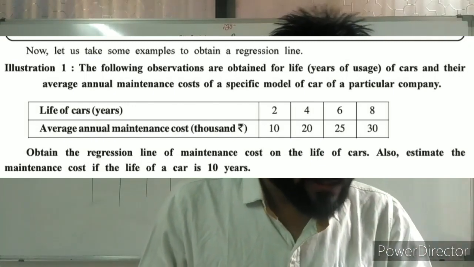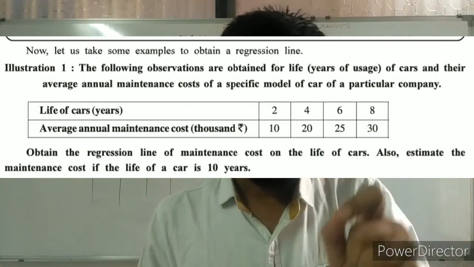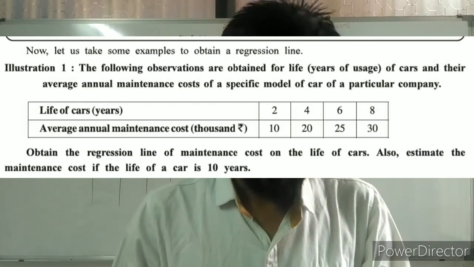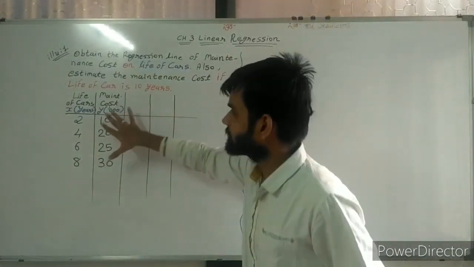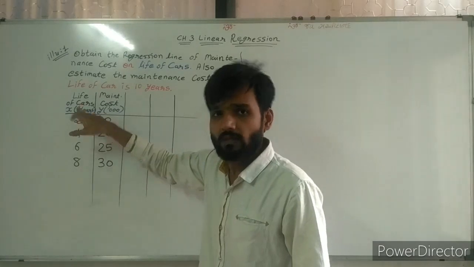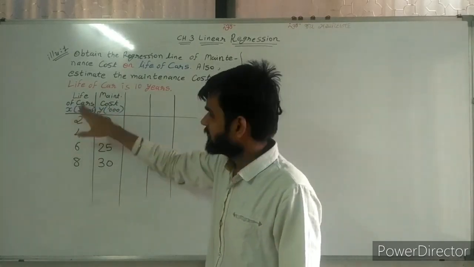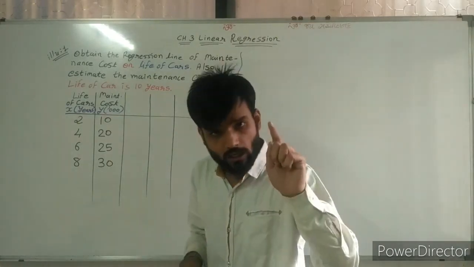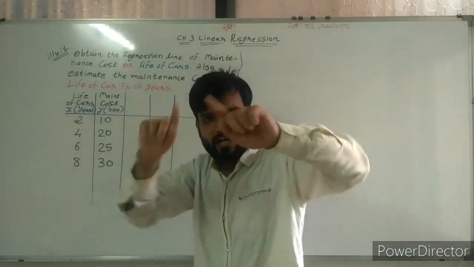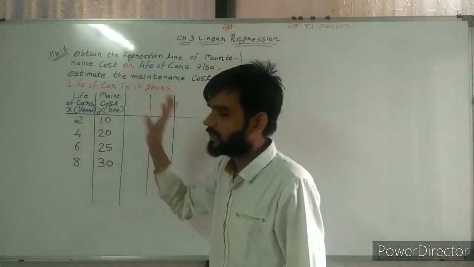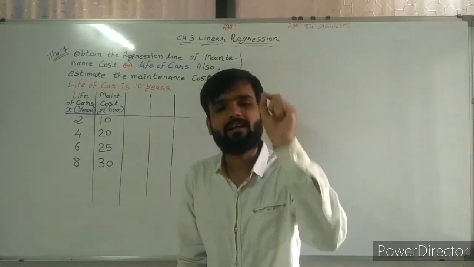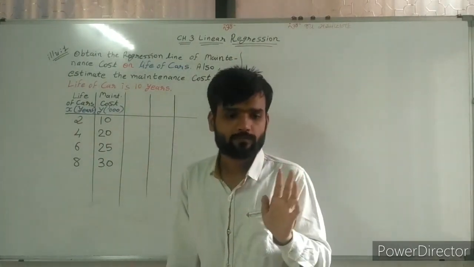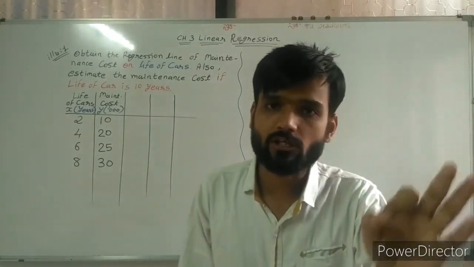After the data is given, life of car, in bracket, is written years. Second is given average annual maintenance cost in 1000 rupees. So here I have written that data. Life of car, I assume it is X. It is given in years. Maintenance cost, I assume it as Y, and in bracket I have written 30. It means it is given in 1000 rupees.